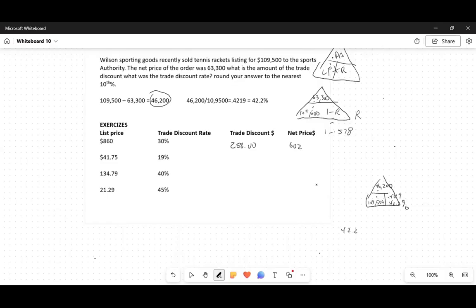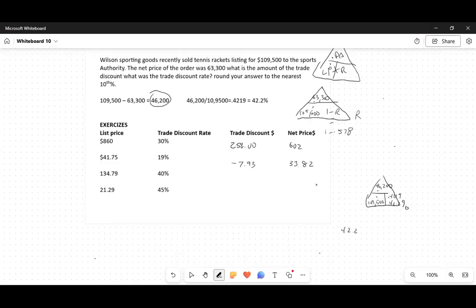Or, again, to figure out the trade discount, I multiply $41.75 by 19%. That comes out to $7.93 of a discount. I can minus that from the 41.75, and that gives me a net price of $33.82. And this is basically me using the formula in the same way.